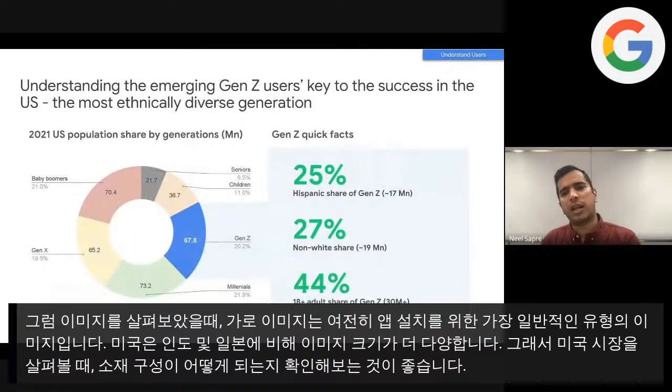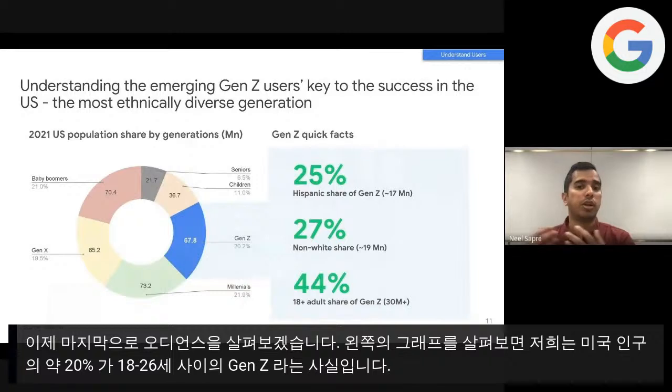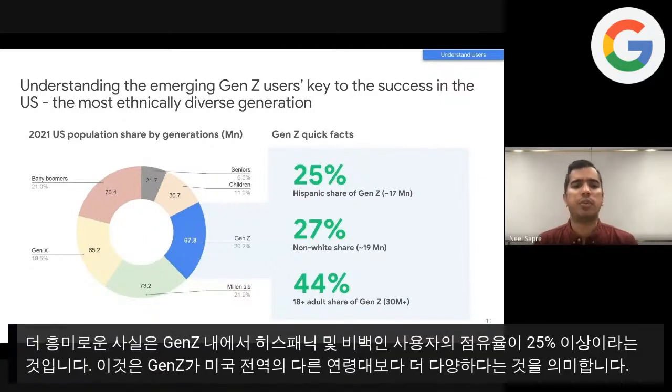Now, let's look at some points about audiences. If we look at this amazing pie chart, we see that 20% of the population of the US is Gen Z, what we call between the ages of 18 and 24, 26. But what is more interesting is if we dive deeper into what Gen Z is, we see that more than 25% of Gen Zs are actually Hispanic or non-white. So we see that Gen Z is extremely diverse.